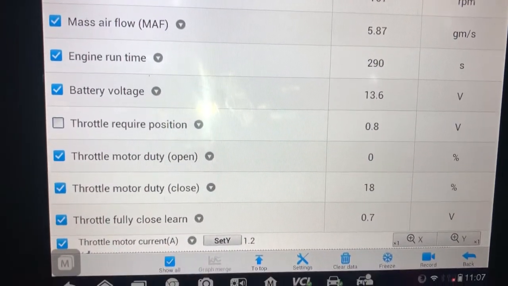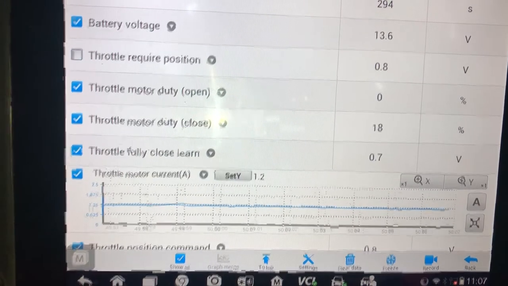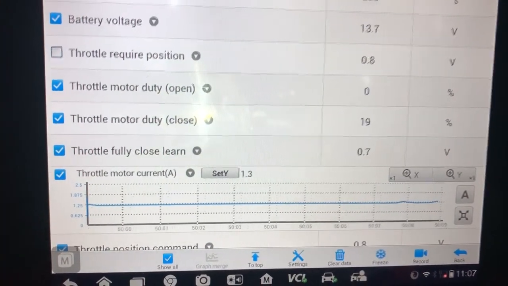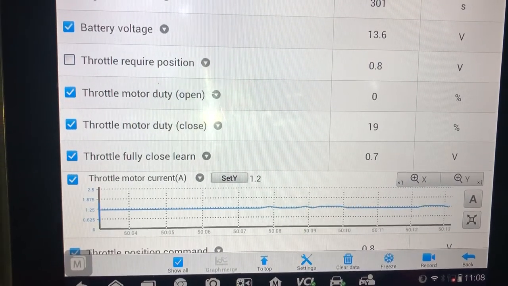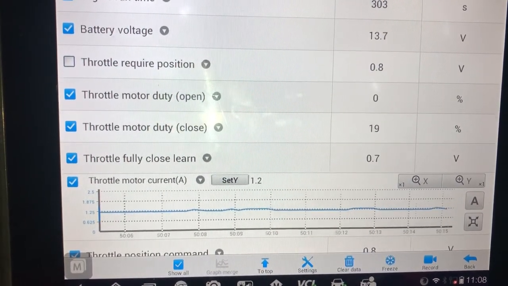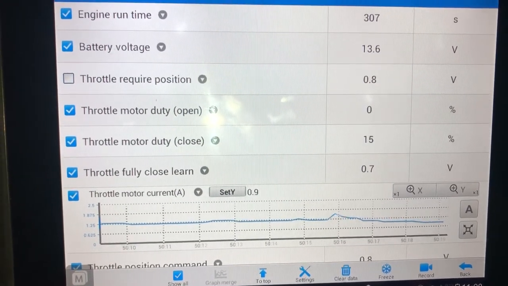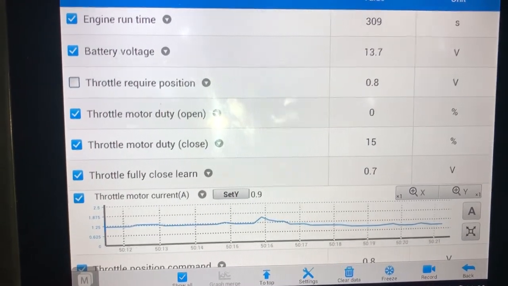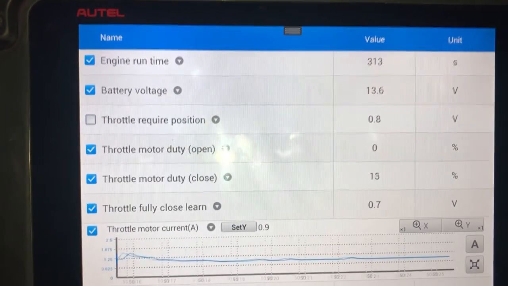That's good. The throttle motor current is steady. Before it was jumping around, now it's a steady 1.2 amps, or fairly close, I guess. So I'll call this a fix.